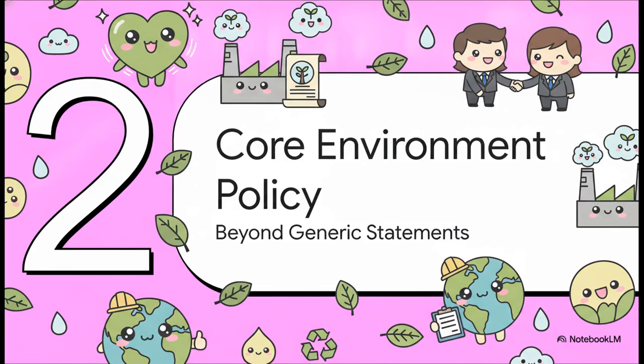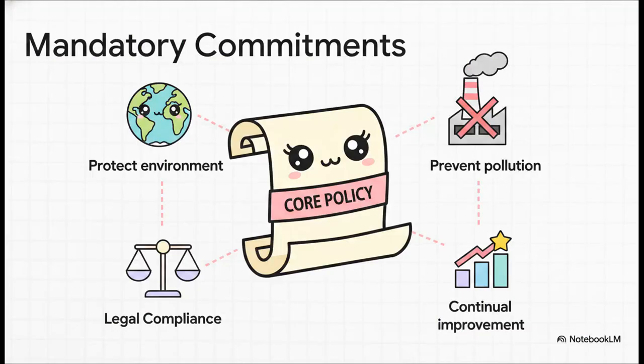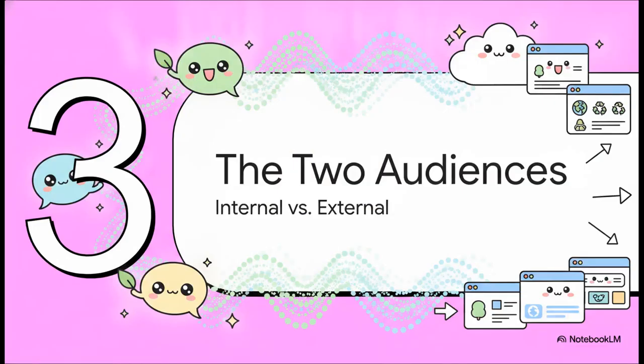Moving on to Section 2, the core environmental policy. And we're talking about moving way beyond generic statements here. At the beating heart of your entire system is the environmental policy itself. And let's be clear, this cannot just be generic sustainability fluff like, we care about the Earth. To actually meet ISO requirements, this needs to be a foundational control instrument. It must explicitly commit to environmental protection, pollution prevention, legal compliance, and continual improvement, all based on your actual real-world operational risks.